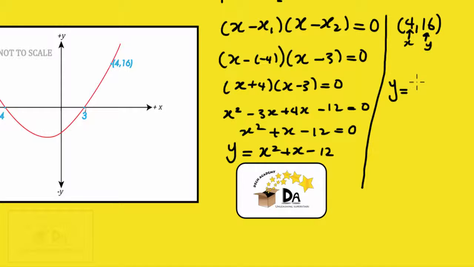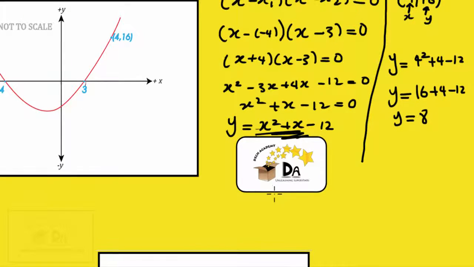So let's try it now. When x is 4, x squared becomes 4 squared, plus 4, minus 12. And we get y equals 16 plus 4 minus 12, which is y equals 20 minus 12. 20 minus 12 is 8. This is not 16. Therefore, this isn't the equation.